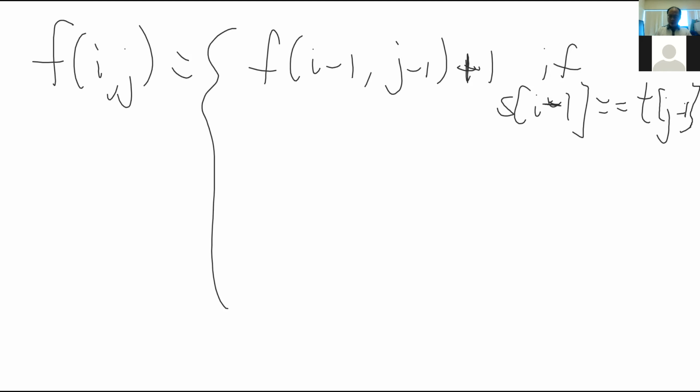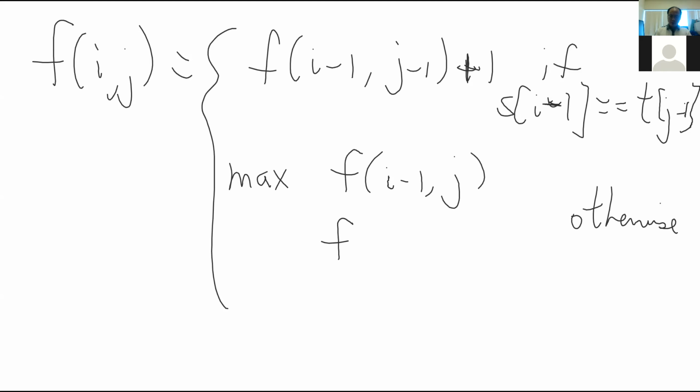Otherwise, if they're not the same, then I have to drop one of them. But which one, I don't know. So I'm going to try dropping the first one, or I'm going to try dropping the second one, and I'm going to pick the maximum of these two. Whichever one comes back as the maximum, that's the answer.